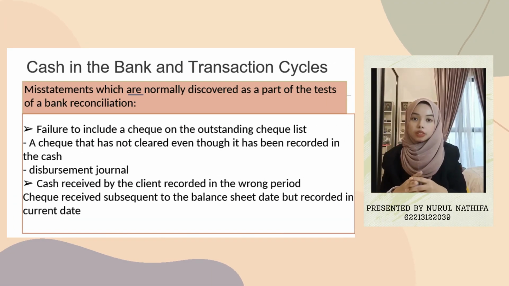Now let's talk about certain cash-related mistakes that are normally discovered during a bank reconciliation. Bank reconciliation is where we match the company's cash record with the actual bank statement to make sure they are in agreement.